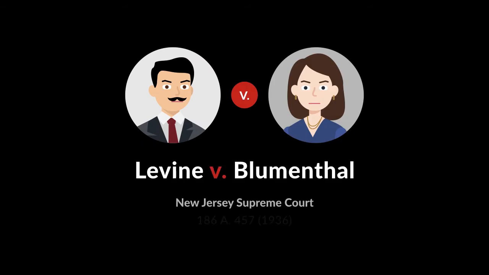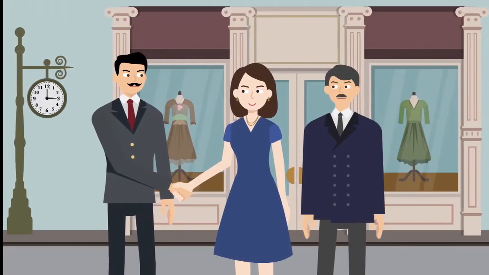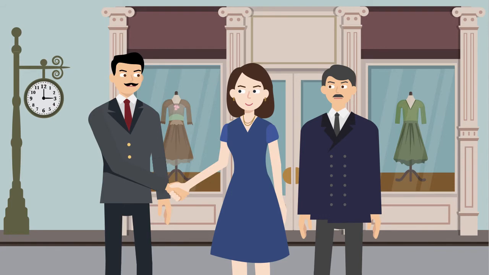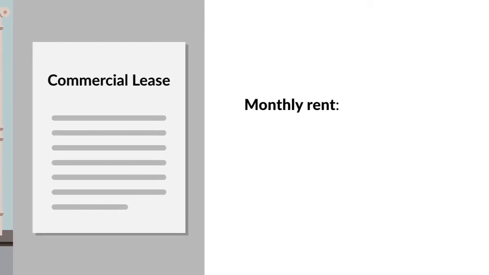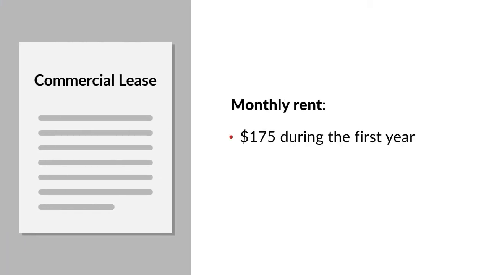The New Jersey Supreme Court addressed this issue in Levine v. Blumenthal. In 1931, William Levine, the lessor, entered into a 2-year commercial lease with Anne Blumenthal and her business partner, the lessees, for a store in which the lessees planned to sell women's apparel. The agreed monthly rent was $175 during the first year and $200 during the second year.